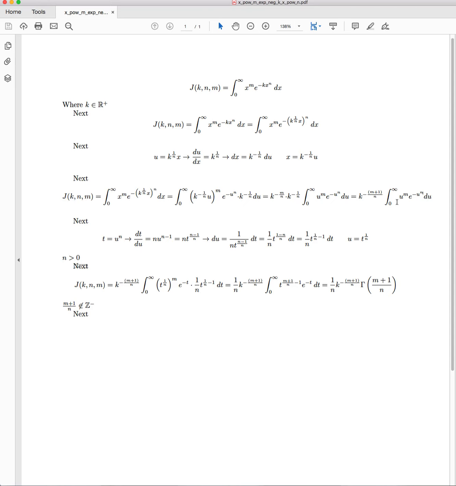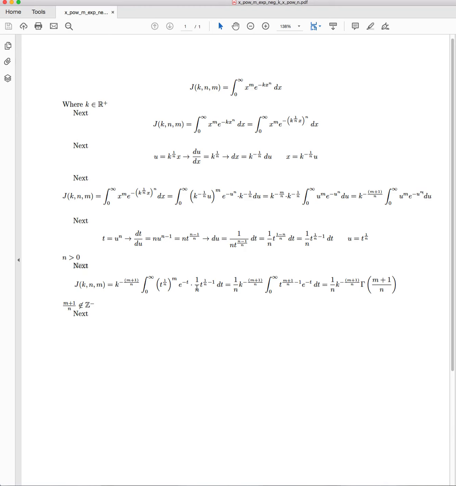The term that we have here, u to the power of n, well, u is equal to t to the power of 1 over n, so we've got t to the power of 1 over n, raised to the power of m, e to the negative t, remember because t is equal to u to the power of n, so that's why we've got that here. And then our du component gets replaced with this expression that we have here, which is 1 over n, t to the power of 1 over n minus 1 dt, which is what we have here. Okay, so now let's just clean it up and we're done.